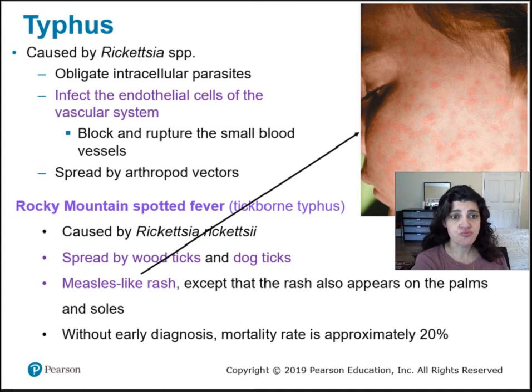These bacteria grow inside the endothelial cells of the vascular system. So they're obligate parasites. And because the endothelial cells are inflamed, they block blood vessels, and that's what causes a worsening of the disease.